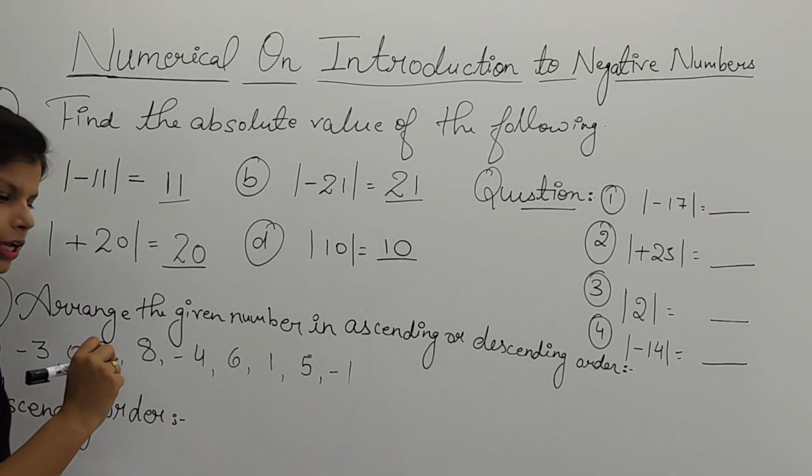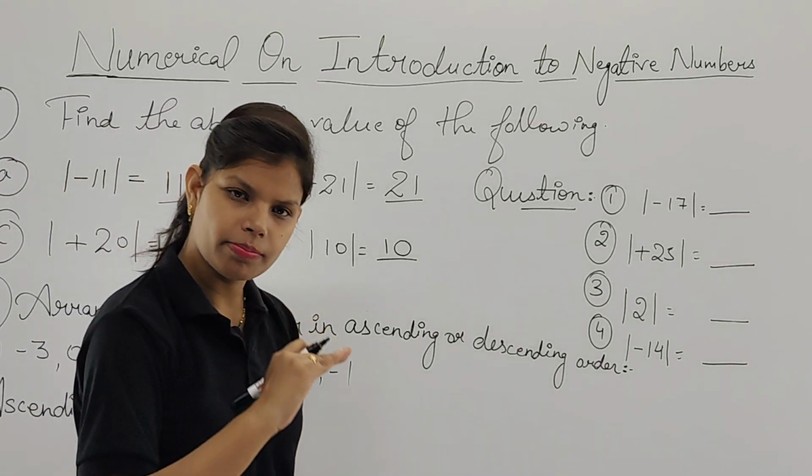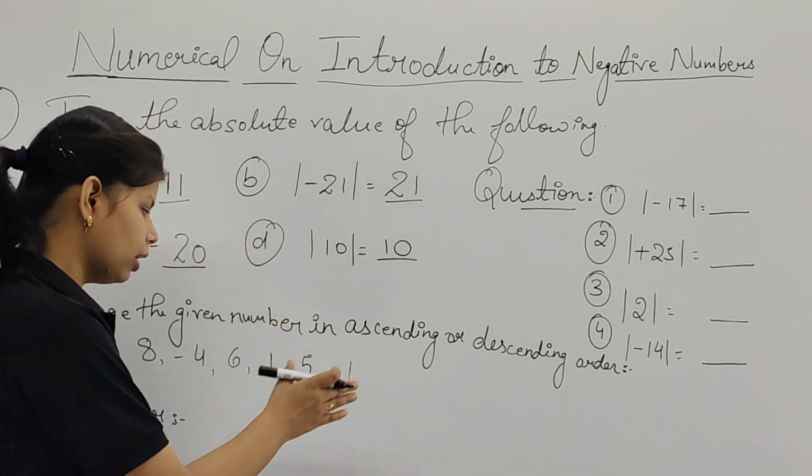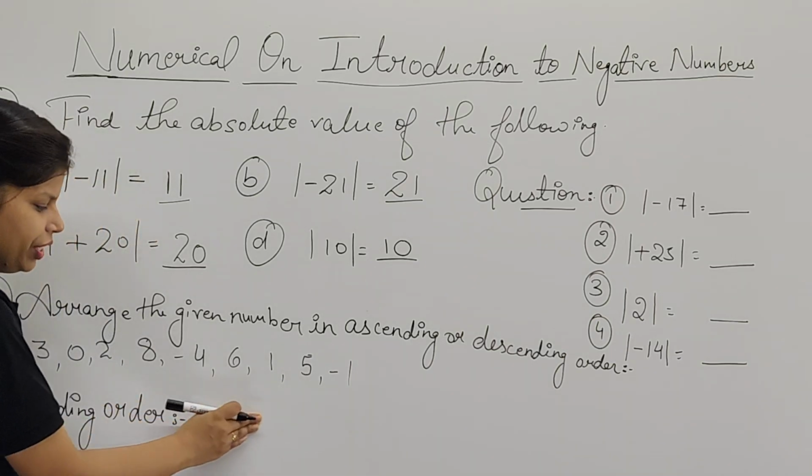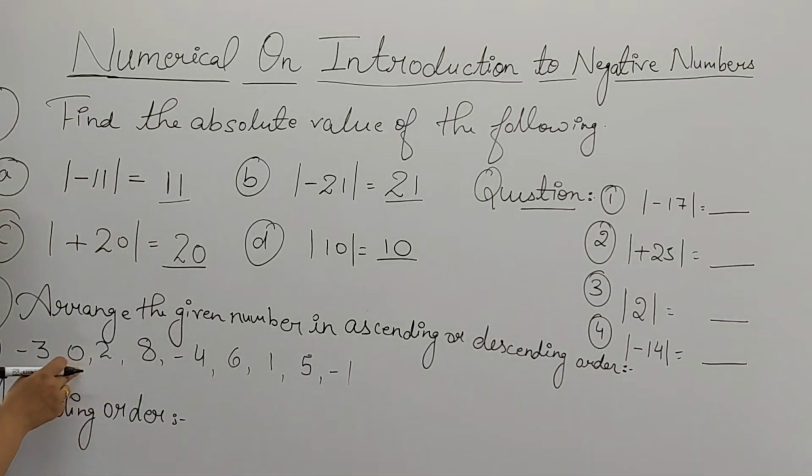To write the numbers in ascending order, we are going to write the numbers from smaller to bigger. And in our previous video, when you read the full concept of this chapter, you came to know that always the greater number with a negative symbol is smaller, and the smaller number with a negative symbol, that will be the bigger one.